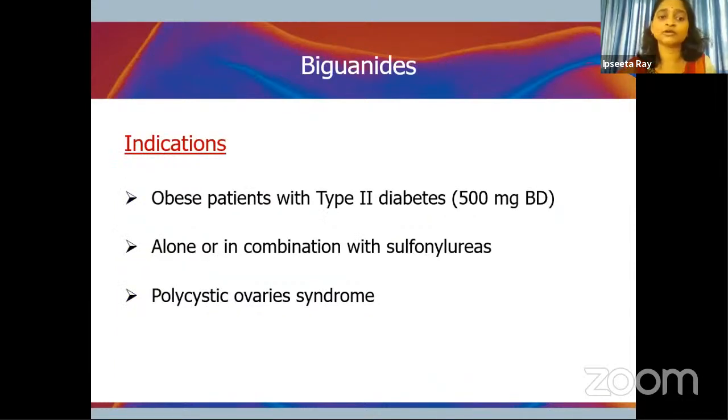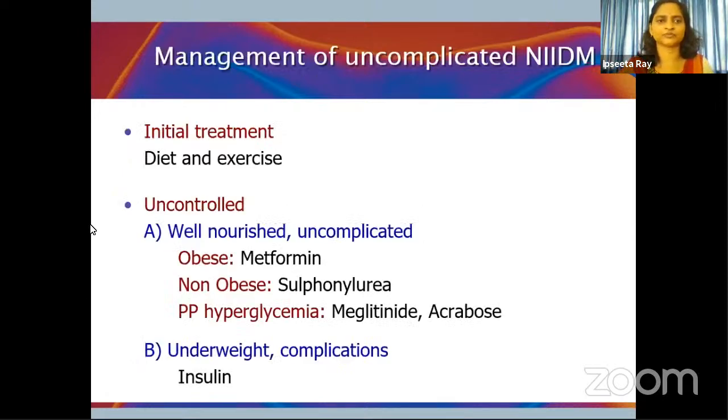Indications: mainly obese patients with type 2 diabetes, because it can cause weight loss. It is a first line drug. It is used either alone or in combination, not only with sulfonylureas but with other drugs like DPP-4 inhibitors. In certain conditions like polycystic ovarian syndrome, such women are generally obese and have hyperinsulinemia, and metformin can reduce insulin levels and cause weight loss. Therefore it is useful in polycystic ovarian syndrome.